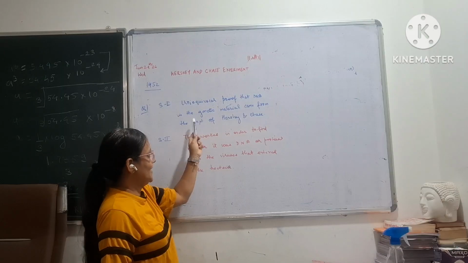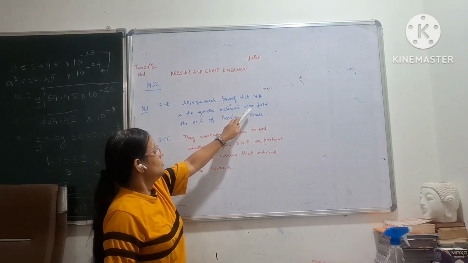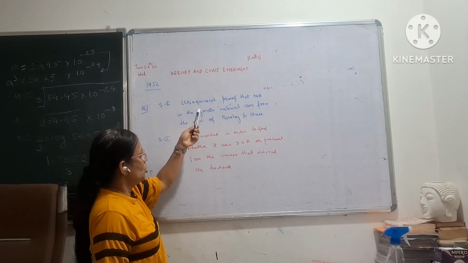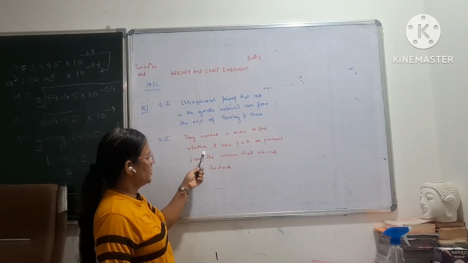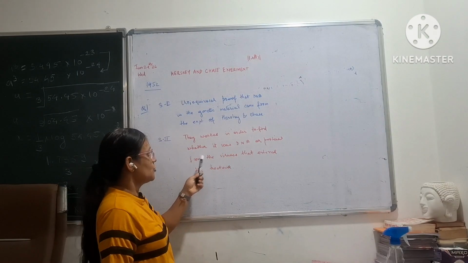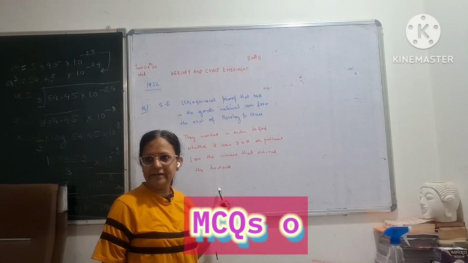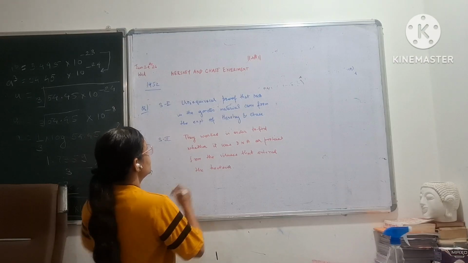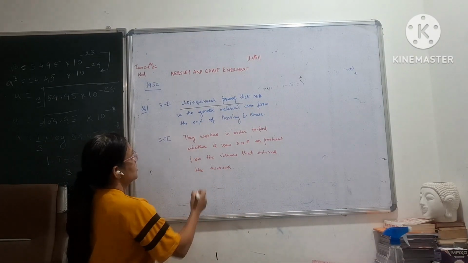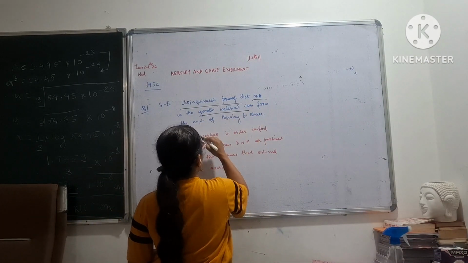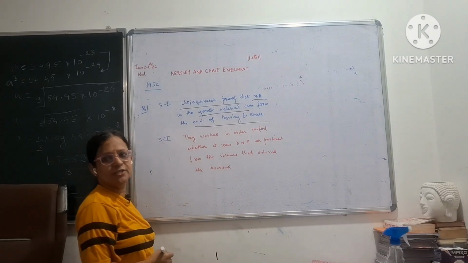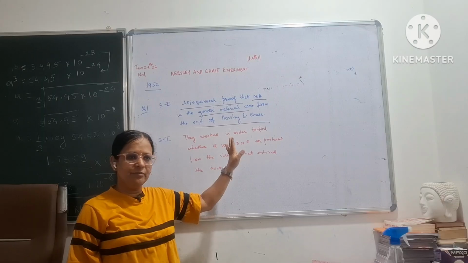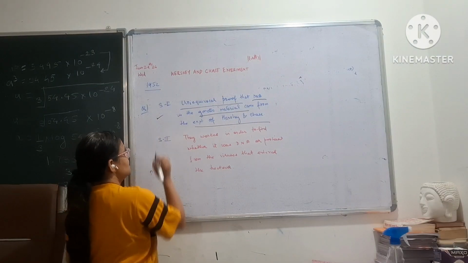Statement 1: Unequivocal proof that DNA is the genetic material came from the experiment of Hershey and Chase. Statement 2: Both of them worked in order to find out whether it was DNA or proteins from the viruses that entered into the bacteria. Both of the statements are true, okay? Because this was an unequivocal proof that DNA is the genetic material, and this was proved by whom? Hershey and Chase. It was a confirmation to Griffith's experiment and Avery, Macleod and McCarty's experiment. So statement 1 is correct.